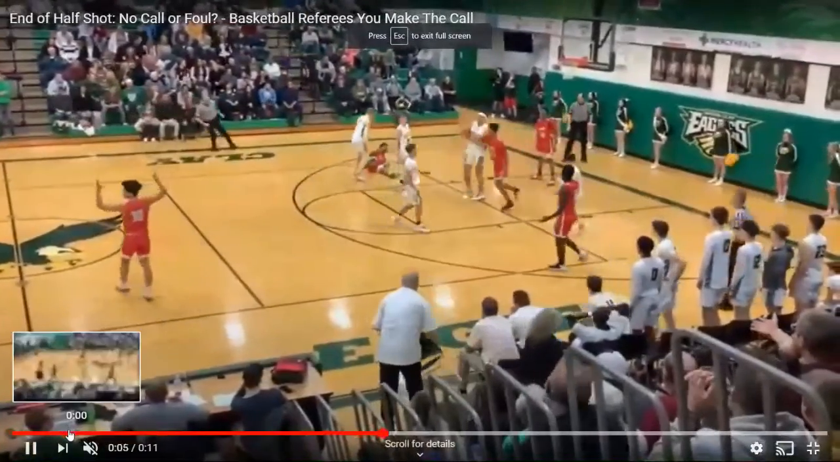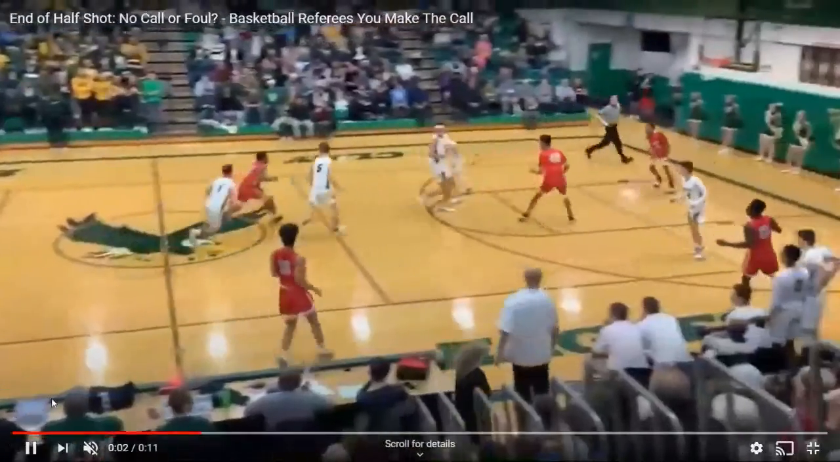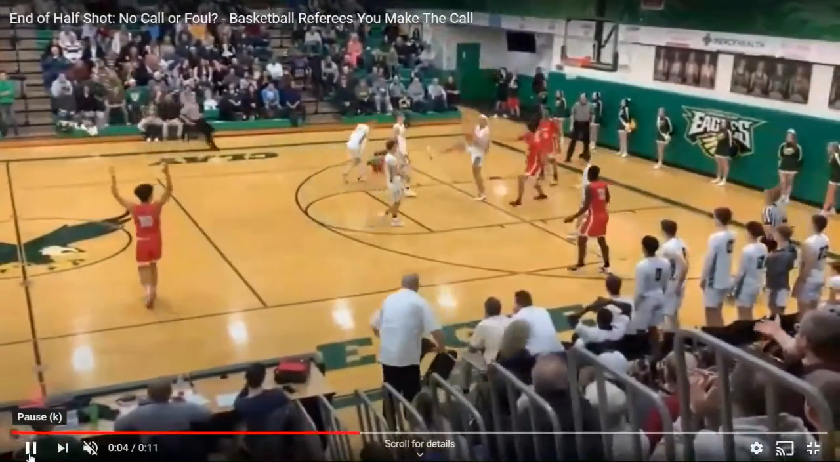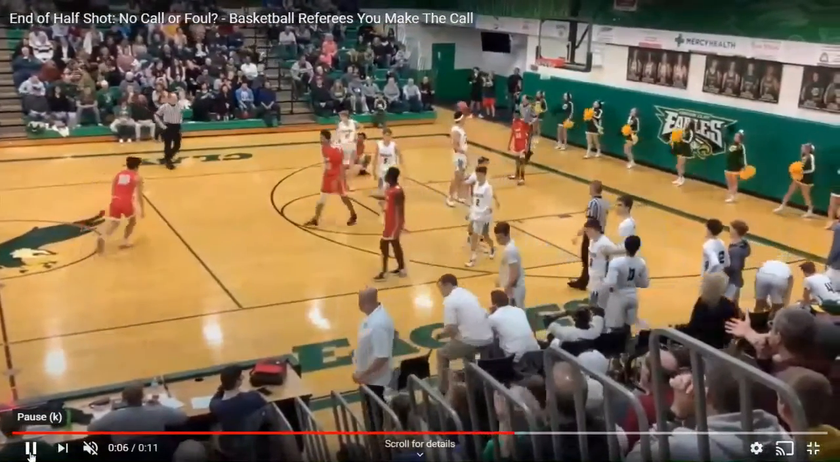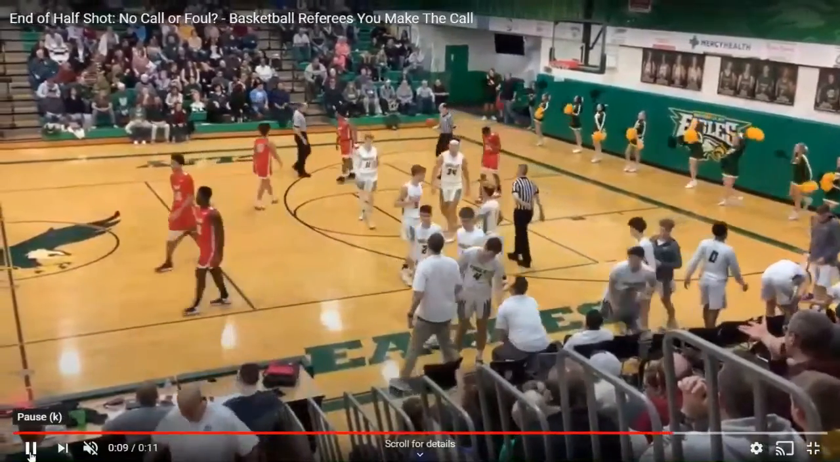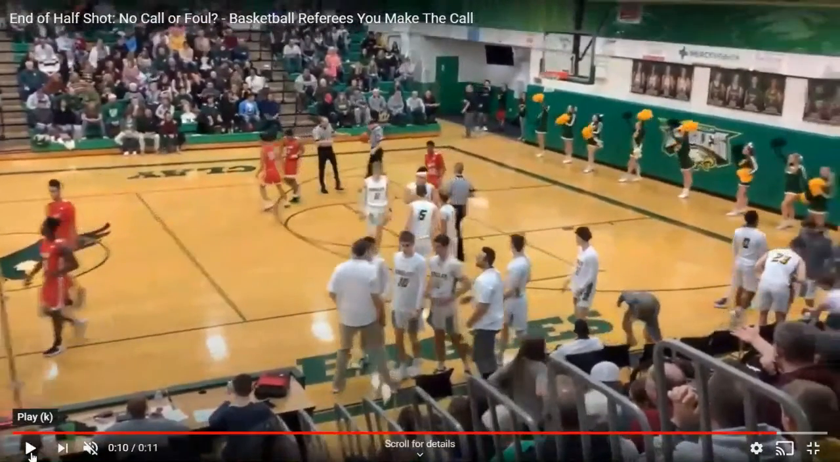Okay, so this is an end of a period situation. I think it's the end of the second period. Not the most stellar angle here, and the other thing about this play is we don't have a horn and we don't have a red light. So all we're trying to talk about here is staying with the shooter, trying to judge, did they get hit or not? From the angle that we're seeing in the film, it does look like potentially the shooter's arm is chopped down.